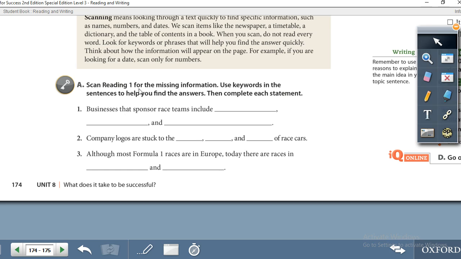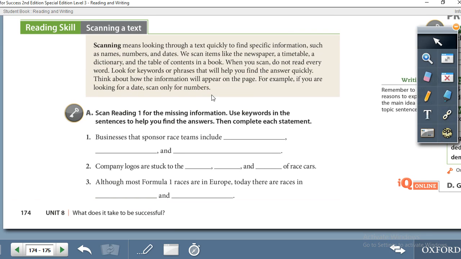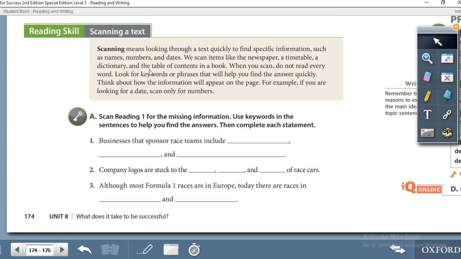Exercise A, scan reading 1 for the missing information. Use keywords in the sentences to help you find the answers, then complete each statement. So what you are going to do, you are going to use this new skill that you have learned, a reading skill, scanning a text. So you are going to scan reading 1 for the missing information in this exercise. So each statement has missing information. You will get this information from reading 1. How will you get the information? You will scan the text, right? You will scan through reading 1.